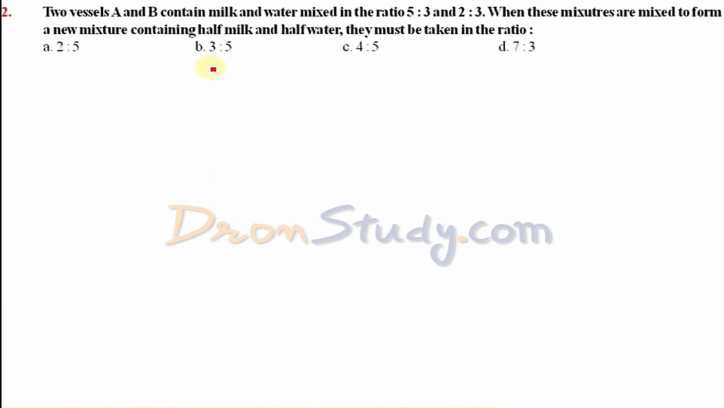Okay, next question. Two vessels A and B contain milk and water mixed in the ratios 5:3 and 2:3. Okay, milk and water, first 5:3, second 2:3.